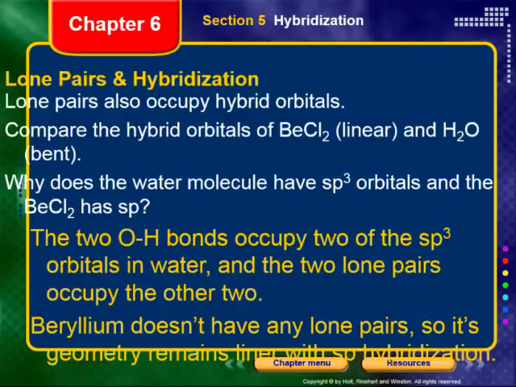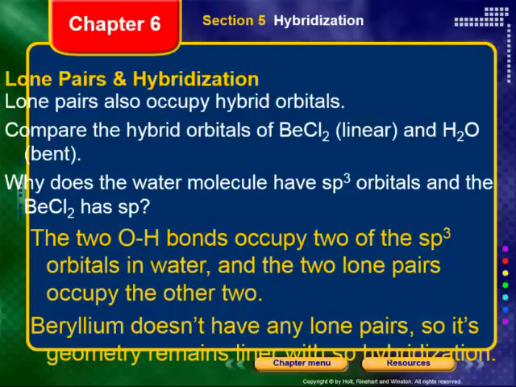So, why does the water molecule have sp3 orbitals and beryllium chloride have sp? Well, the 2 OH bonds in water occupy 2 of the sp3 orbitals in water. Well, that's only 2 of the 4 hybrid orbitals. There are 2 more orbitals left. Well, the lone pairs occupy those other 2 hybrid orbitals. Okay, sp3 orbitals, there's always going to be 4 of them because you mixed 4 orbitals together. So you're going to end up with 4 hybrid orbitals. 2 of those are occupied by bonding electrons. 2 of those are occupied by lone pairs.